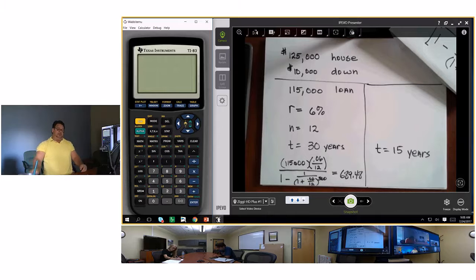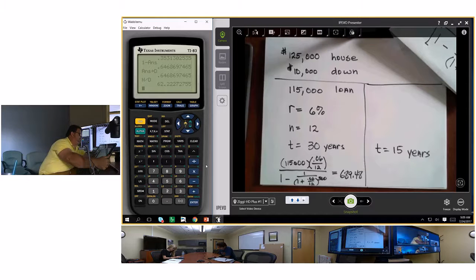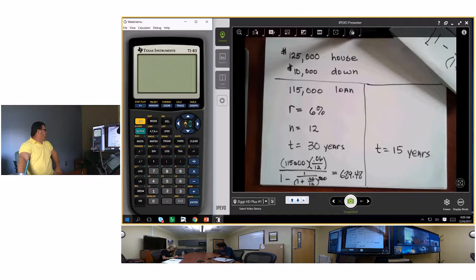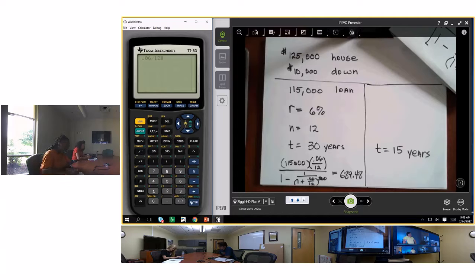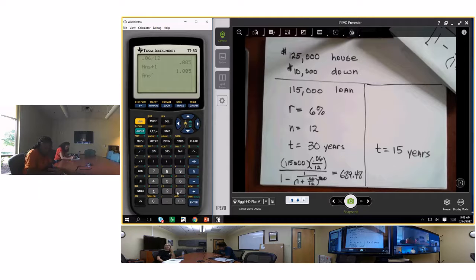You're not doing something right. Which one? The first one? No, the bottom. Yeah, the first one, but at the bottom. Okay. So, 0.06 divided by 12, enter, plus 1. Raise to the what? 30th power, right? Raise to the 360. Oh, that's why I'm messing up. I didn't multiply them.